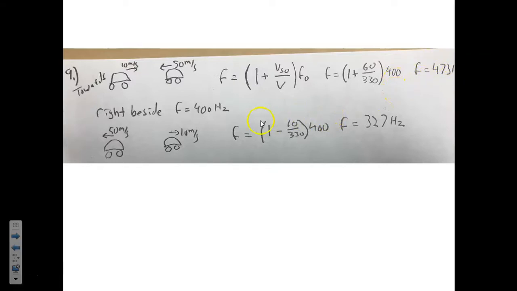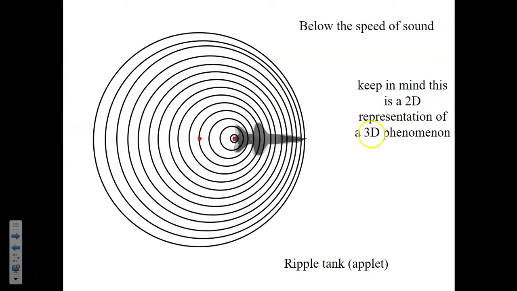Okay. And if the car is moving away from you, when it's right next to you, the frequency is going to be 400 hertz. And then as it's moving away from you, your relative speed is still going to be 60, but we're going to use the minus here, because I need the frequency to decrease. So that's 327 hertz.